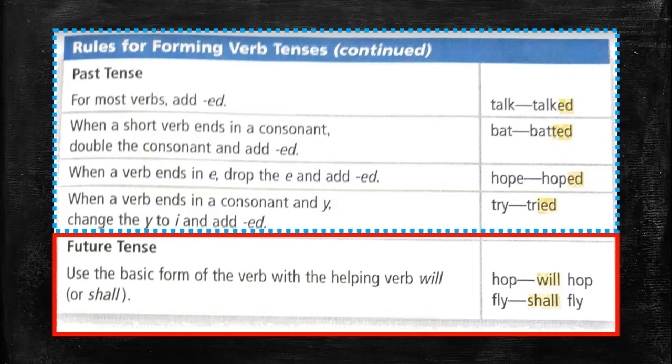So the important thing that you have to remember is that you use the helping verb will, and that the main verb, because this is a verb phrase, don't forget, helping verb and main verb, is going to be in its base form. Will hop, will talk, will bat, will hope, will try. As long as you remember that, the future tense is pretty easy, okay?